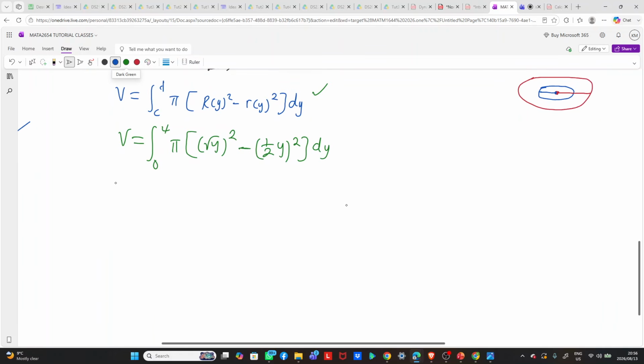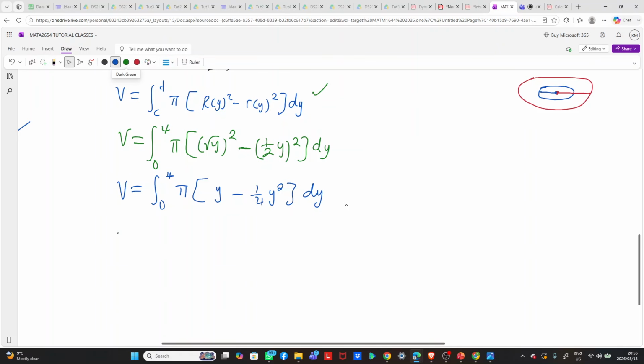Okay, thank you. So now here we're going to have the following: the volume is defined by the integral from 0 to 4 of pi into y minus 1 over 4 y to the power 2 dy. That is what we're going to get, right? From here, what can we say? We just need to integrate. There is nothing fancy about this anymore.